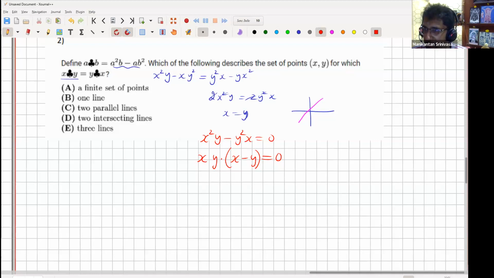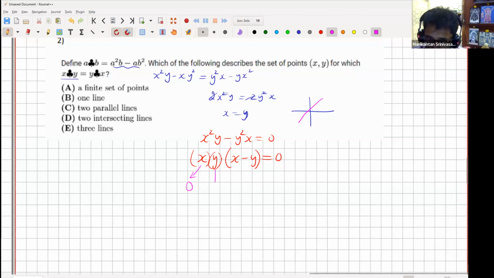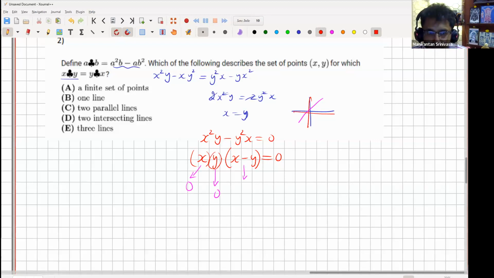This is a product of several independent quantities. X is a quantity, y is a quantity, x minus y is a quantity. The product of these three quantities is 0 when any one of them is 0. So x equal to 0 and y equal to 0 do not have to occur together. X could be 0, namely the entire y-axis. Y could be 0, namely the entire x-axis. Or x minus y equal to 0, which is the 45-degree line that I just drew. So the answer is the x-axis, the y-axis, and this line. Therefore, 3 lines. Does it make sense, guys?